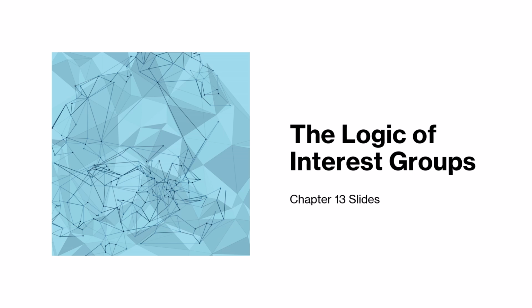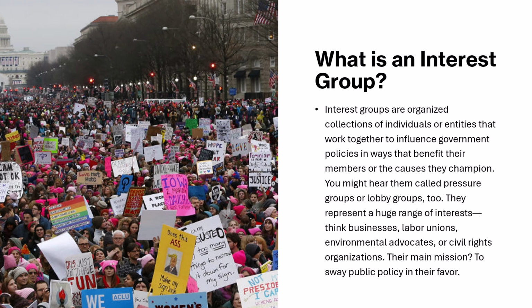Today we are going to talk about the logic of interest groups, why these interest groups exist, and how they work. So we should start with a definition of an interest group. Interest groups are organized collections of individuals or entities that work together to influence government policies in ways that benefit their members or the causes they champion.